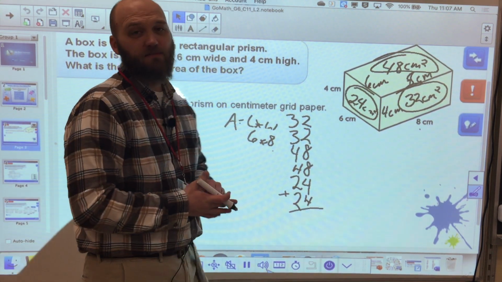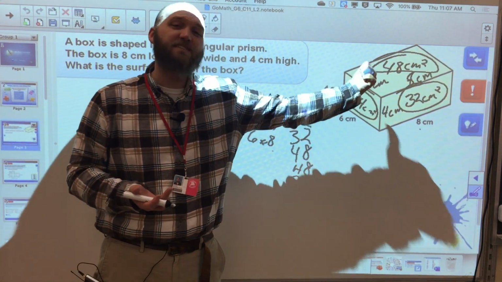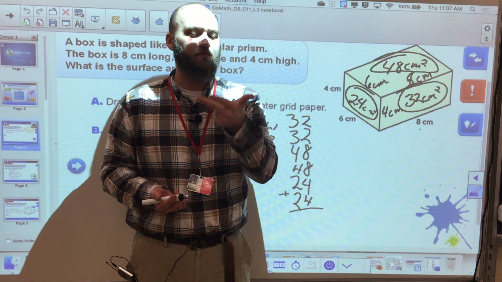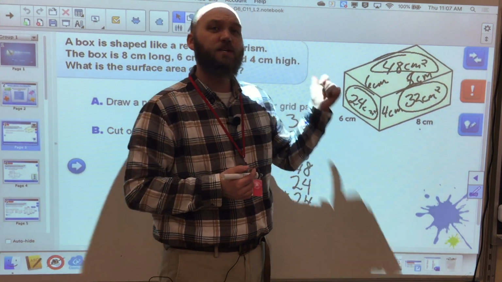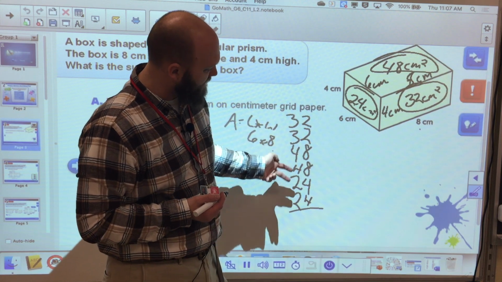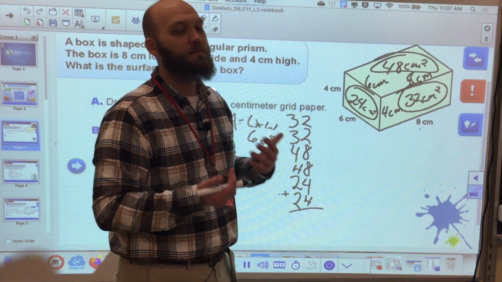Now let's ask ourselves, ladies and gentlemen, how many sides or lateral faces do you have to this particular shape? Top, bottom, front, back, left, right. 6. So how many measurements will you have here? 6. 2 of each.